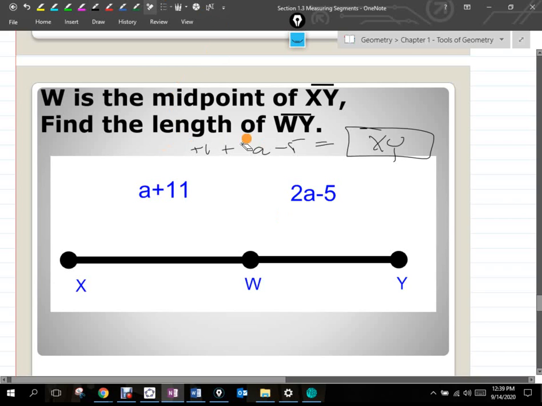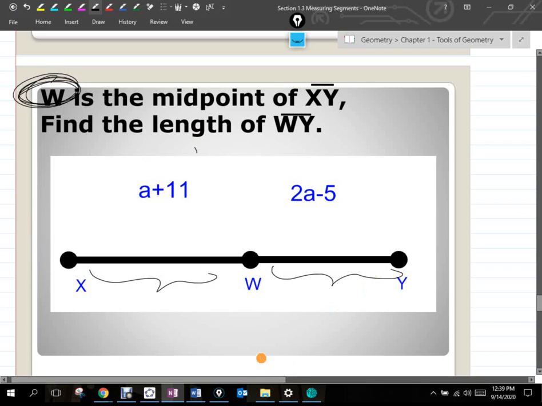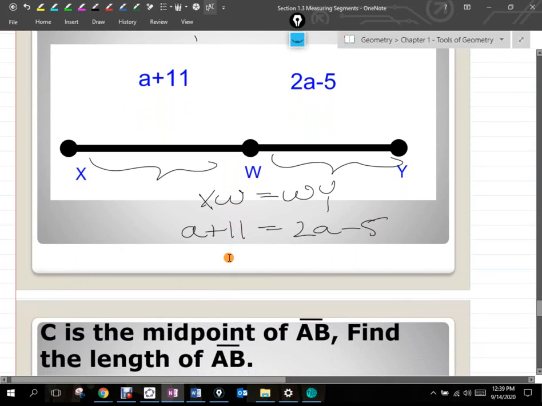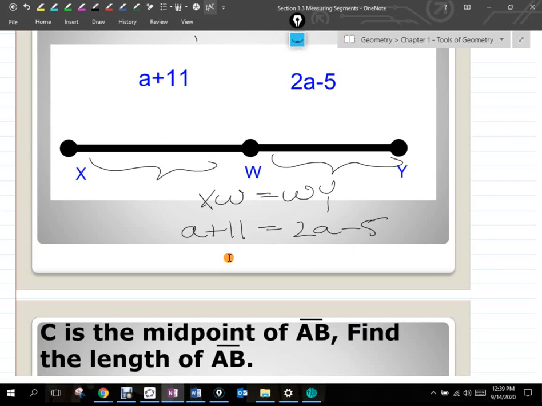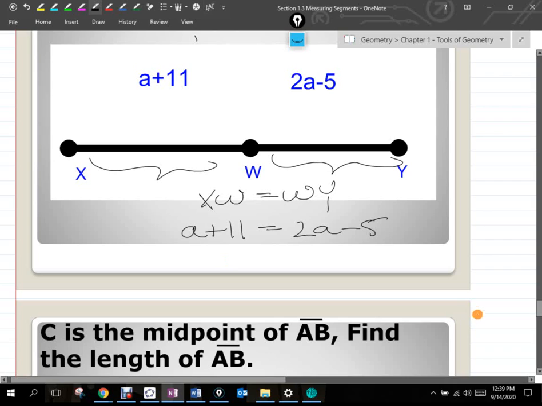And this is where we've got to pay attention to the directions. What does it say about W? It's a midpoint, right? So what does that tell me about that segment there compared to that segment there? They're equal, right? XW's length should be the same as WY's length. So doesn't that mean that A plus 11 is equal to 2A minus 5? Does that make sense? And that's an equation. Once you got the idea, it's not that difficult to set up and solve. But if you're not paying attention to the vocabulary and the instructions, you're going to overlook it.